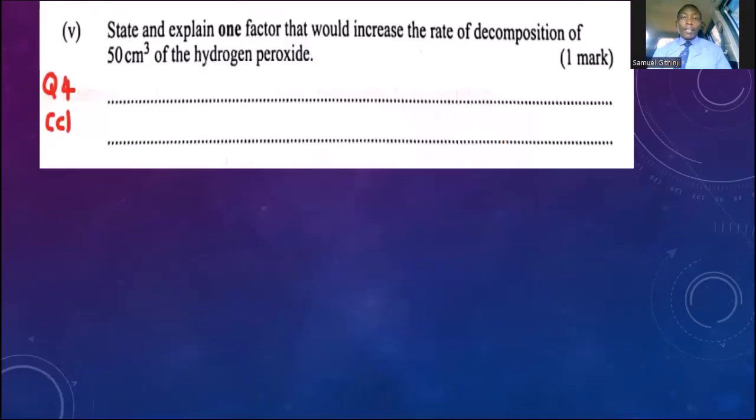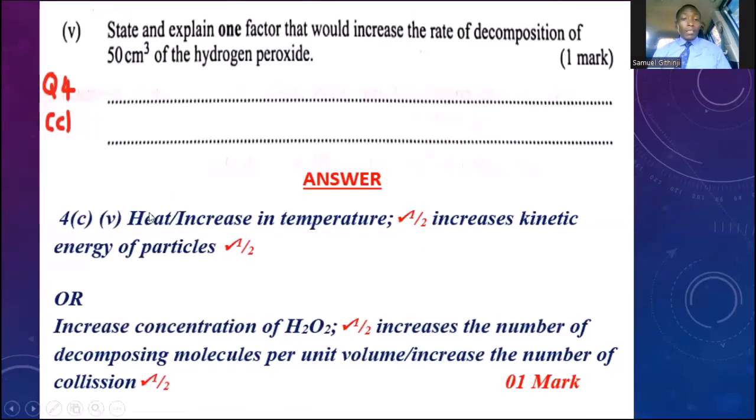Moving on, the student was expected to state the factors that can increase the rate of decomposition of hydrogen peroxide. Well, what exactly can you do? The student can heat or increase the temperature, which will increase the kinetic energy of the particles. The student can also increase the concentration of hydrogen peroxide. That will increase the number of decomposing molecules, or rather, it can also increase the number of collisions. That is collision theory. That is the end of question 4.